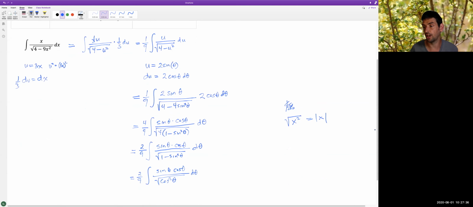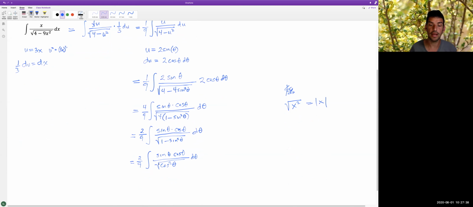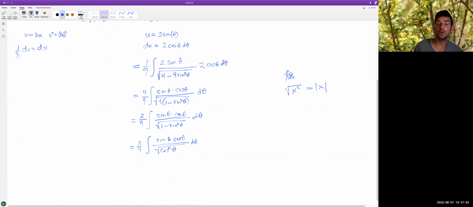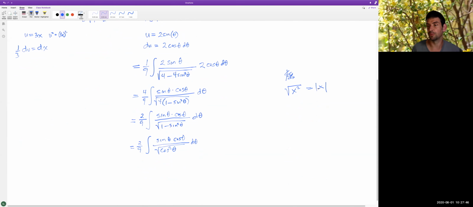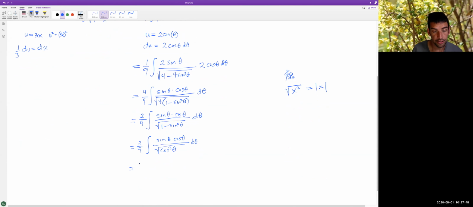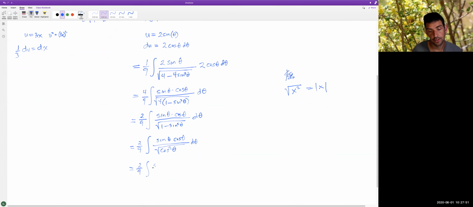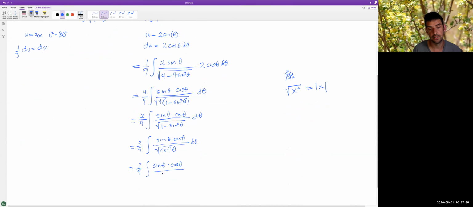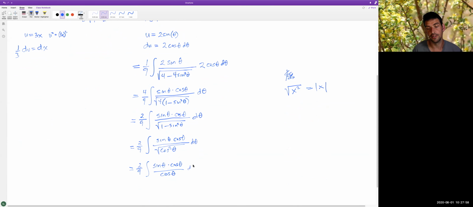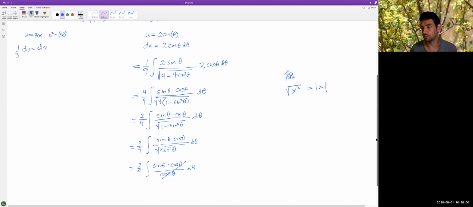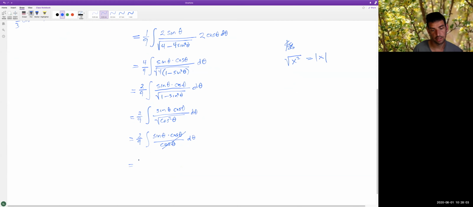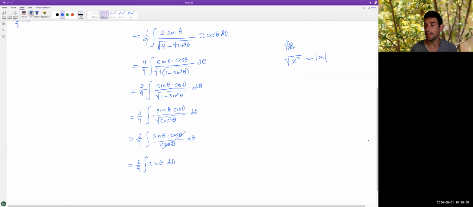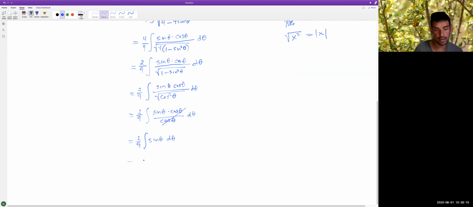cosine is positive or 0, although we're not using the zeros here because we're in the denominator, which means we do get back what we started with. The absolute value does nothing to positive things. So this becomes sine theta cosine theta over cosine theta d theta, and we can lose our cosines with the cancellation rule. And so now we just have a very simple antiderivative to take.